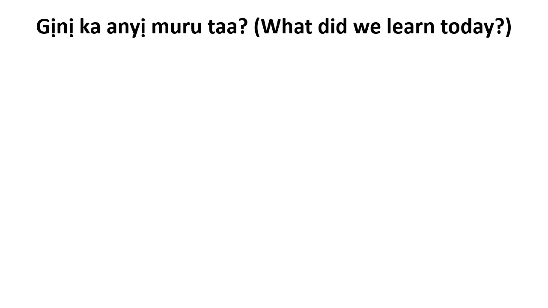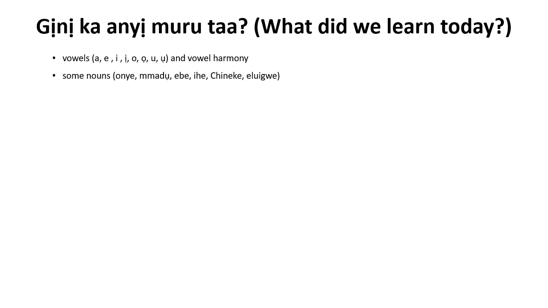We are finally at the end. So, gịnị ka anyị mụrụ taa? What did we learn today? Here's a summary of what we covered. We reviewed the 8 vowels and learned about vowel harmony. We explored some nouns like onye, mmadụ, ebe, ihe, Chineke, eluigwe, and some pronouns, including object pronouns m, gị, ya, anyị, unu, ha.